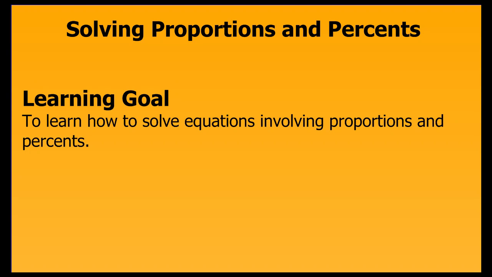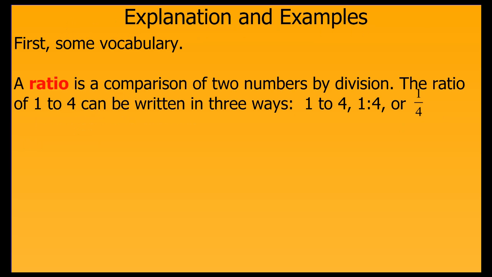Welcome to Algebra 1. The learning goal for this episode is to learn how to solve equations involving proportions and percents. First, some necessary vocabulary. A ratio is a comparison of two numbers by division. So, for example, the ratio of 1 to 4 can be written as 1 to 4, as 1:4, or as a fraction 1/4. Recall that a fraction bar means division.